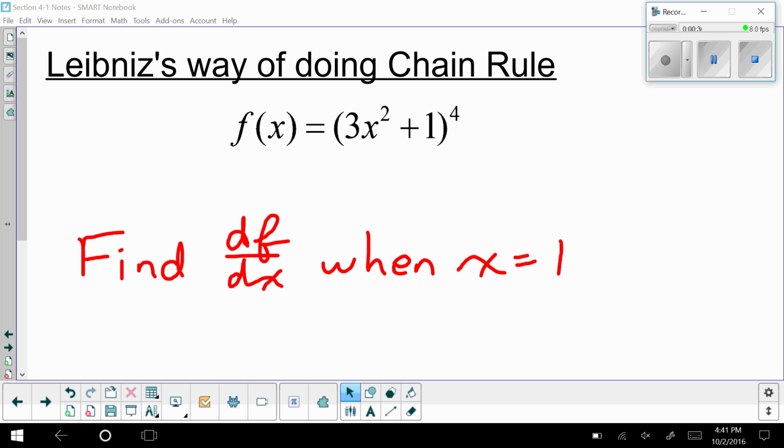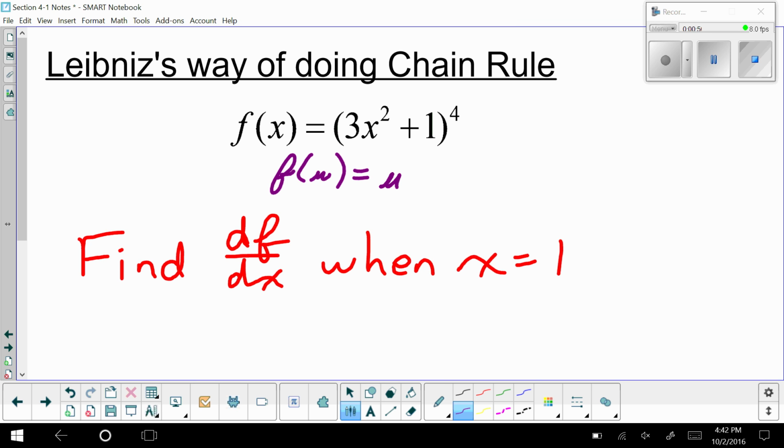But let's say we have a function, 3x squared plus 1, all raised to the fourth power. What Leibniz said is, well, really, we have some function of u, where we have u raised to the fourth, and we just happen to have that u is equal to 3x squared plus 1. To make the connection to Leibniz, the u to the fourth is the outside, the 3x squared plus 1 is the inside.